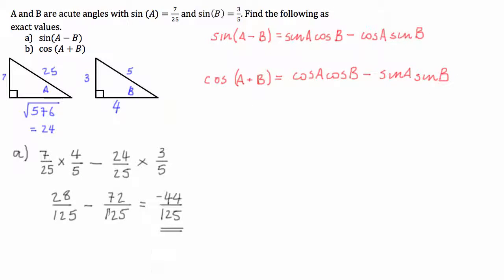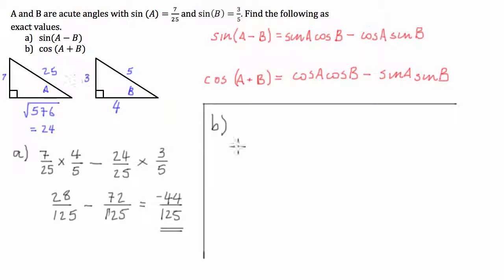Using that handy piece of information, we are going to solve B. So the cosine of A plus B is going to be the cosine of A, which is adjacent, 24 over 25, times the cosine of B, which is 4 over 5, minus the sine of A, which is 7 over 25, times the sine of B, which is 3 over 5.